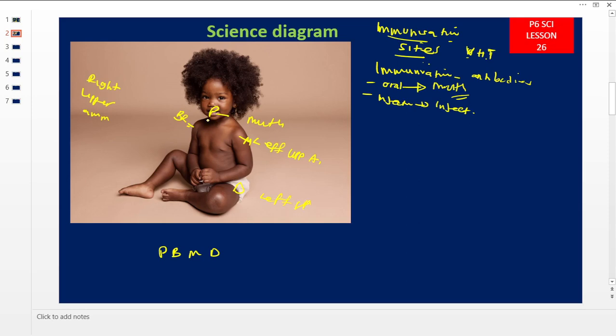Now in the mouth, P is standing for polio. So when you are getting the polio, the site for polio is the mouth. Then the method is going to be oral. Then from "Please Be," now B is standing for the BCG vaccine. And this BCG vaccine is administered on the right upper arm, and it is given against tuberculosis.